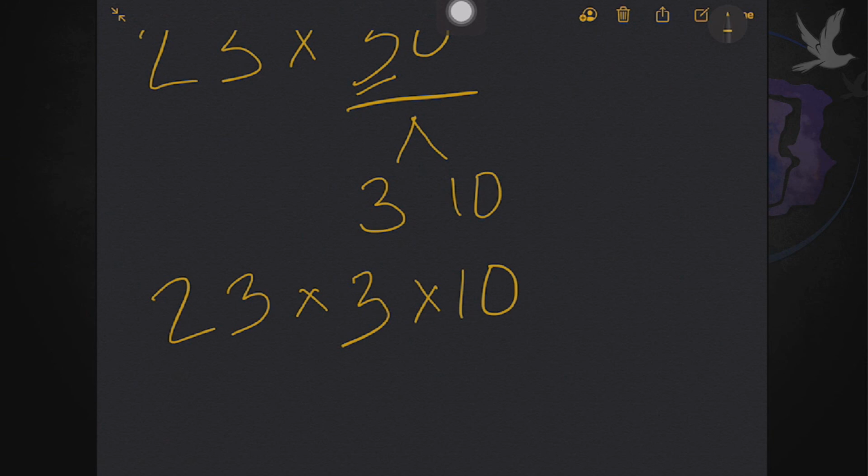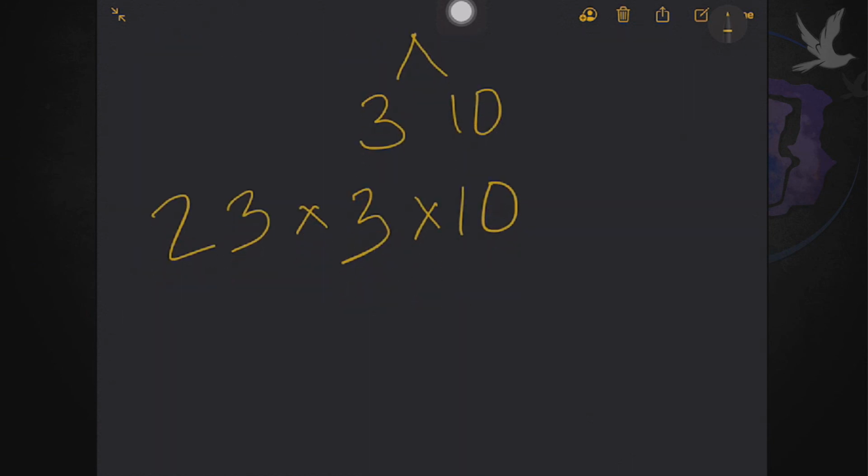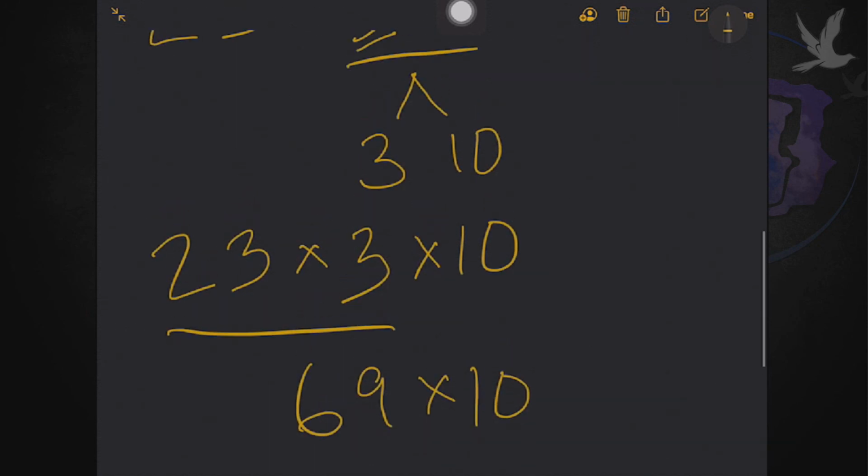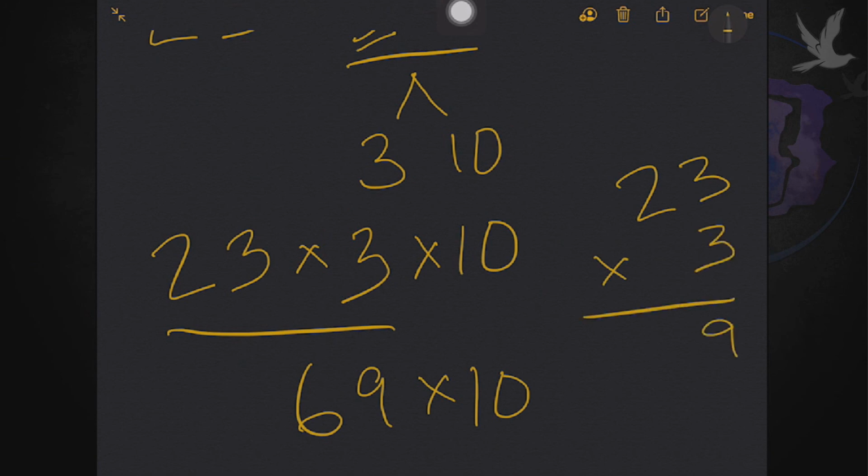And assuming that you know how to do this mentally again, our answer will now be equivalent to 69. So just to double check our answer, that's 23 multiplied to 3. That's 3 times 3 is equivalent to 9. 3 times 2 is equivalent to 6.